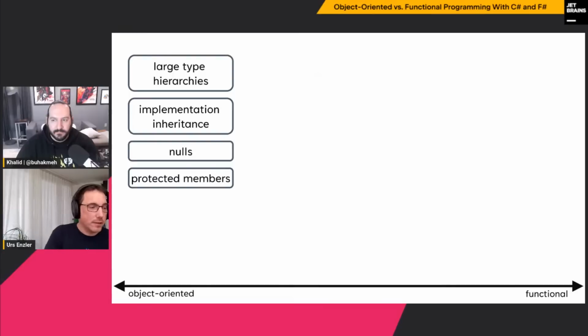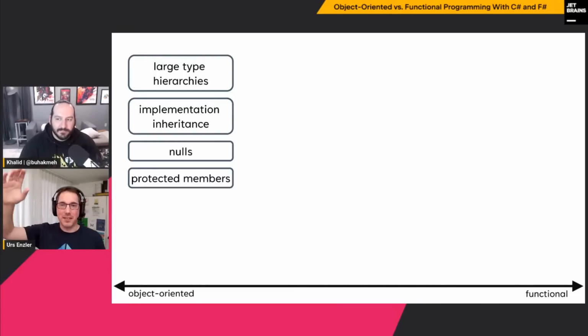If you go further into the object-oriented realm, there are large type hierarchies. So if you have ever written code, like me, or suffered under WinForms, you really know large type hierarchies. Because in WinForms, the controls were very deep hierarchies of controls. And yeah, on one side it was great, on the other side it was really difficult to handle.